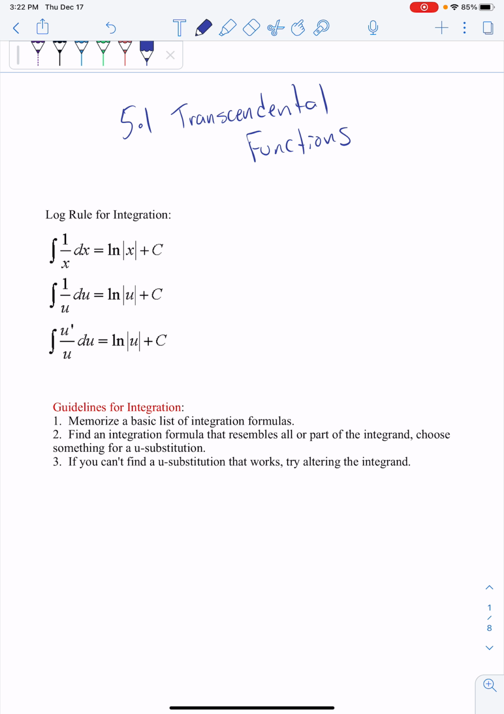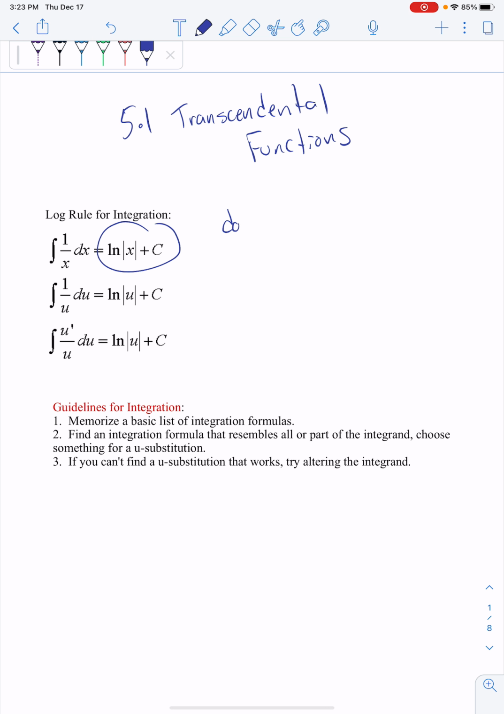If I'm taking the integral of 1 over x dx, well, if I think back to what gives me a derivative of 1 over x, and that was when you started with natural log of x, you ended up with 1 over x. So going backwards, if I start with 1 over x and I'm integrating, then I end up with natural log of x plus c, with one minor difference, and that's the absolute value.